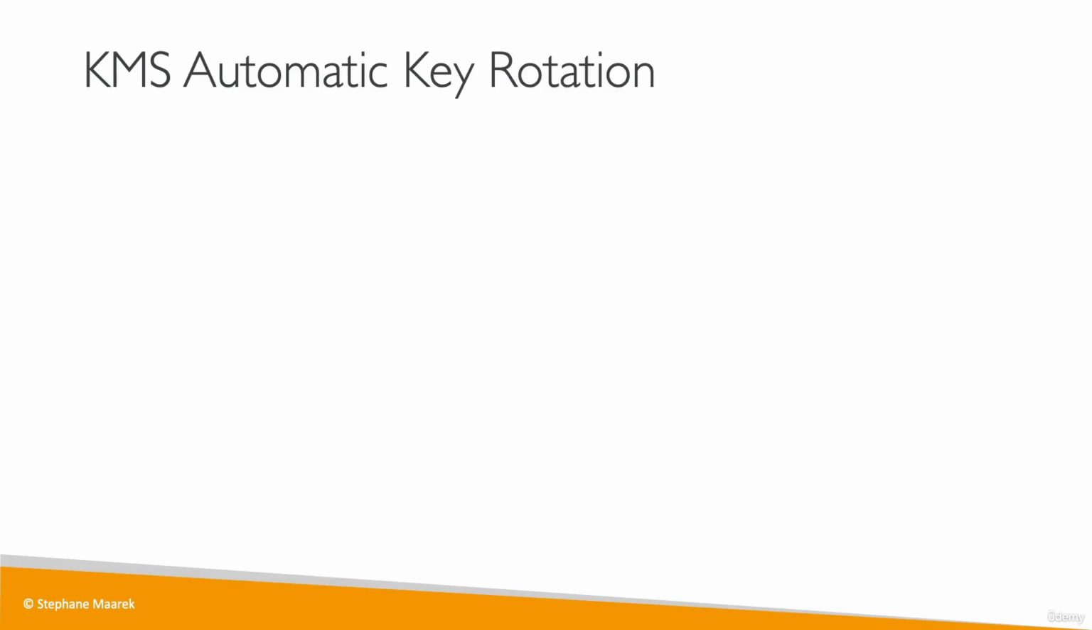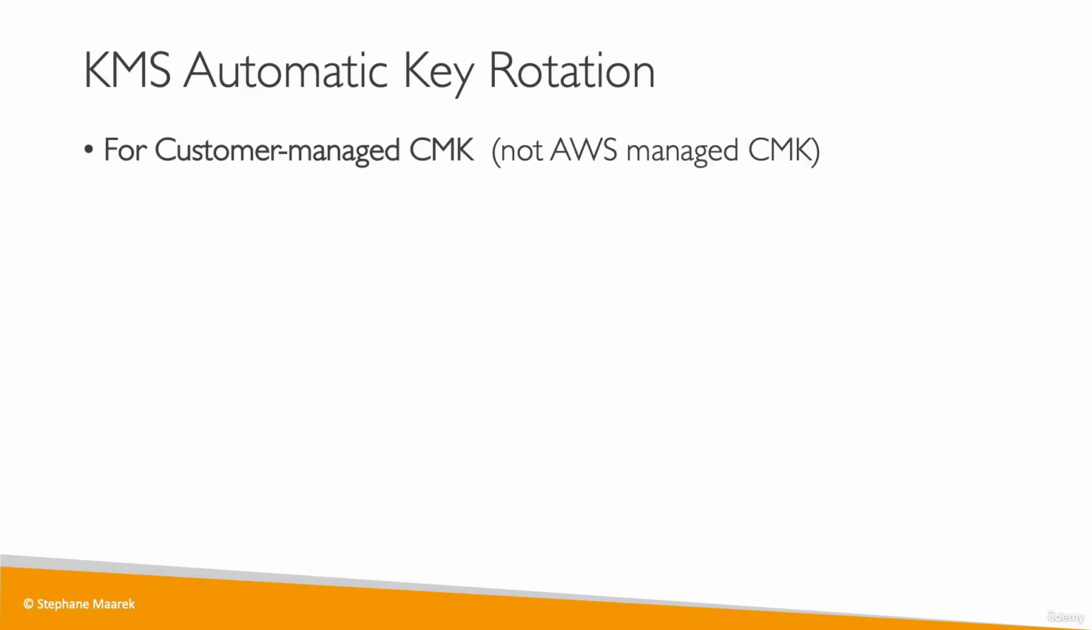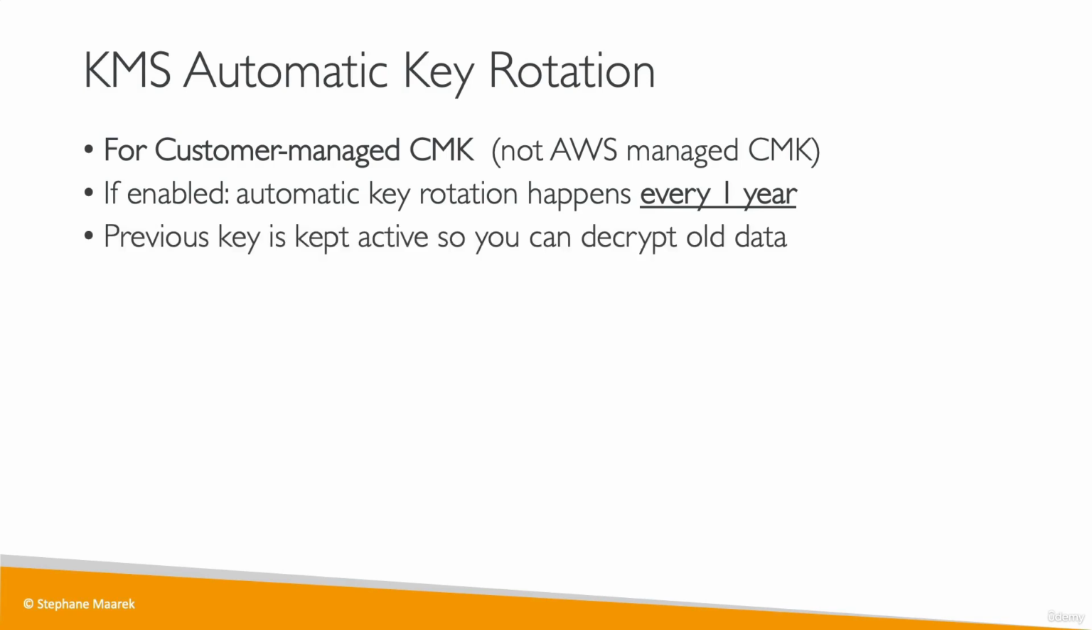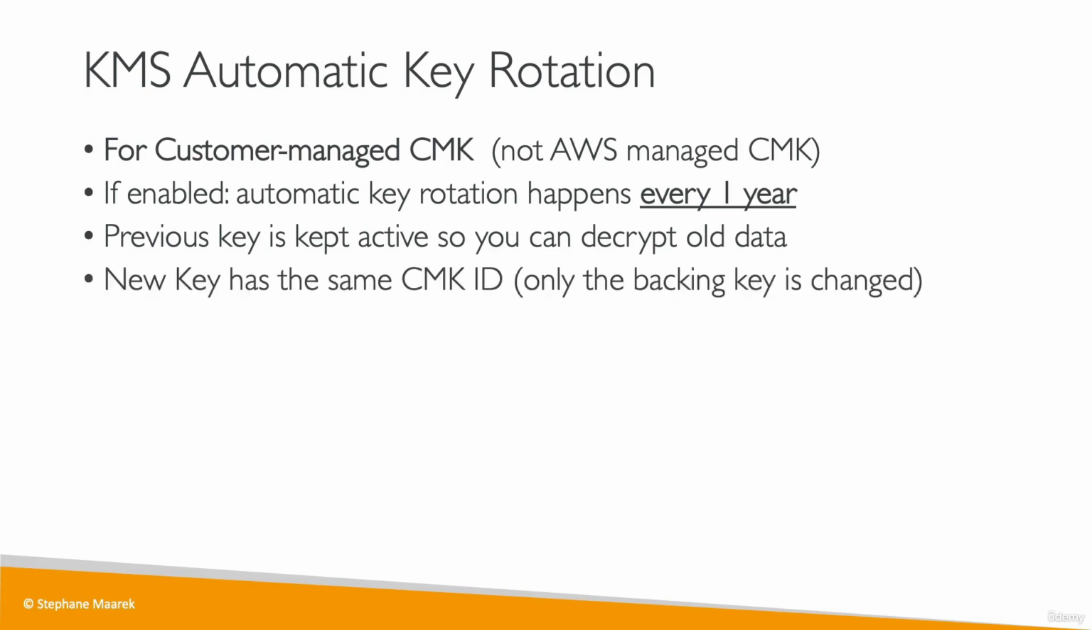So let's talk about an important advanced topic for KMS, which is key rotation. You can enable automatic key rotation for a customer managed CMK, so not an AWS managed CMK. If you enable automatic key rotation, it will happen every 1 year. After 1 year, the key will change, but the previous key will be kept active so that you can decrypt your old data. The new key will have the same CMK ID though, so only the backing material of that key will be changed.